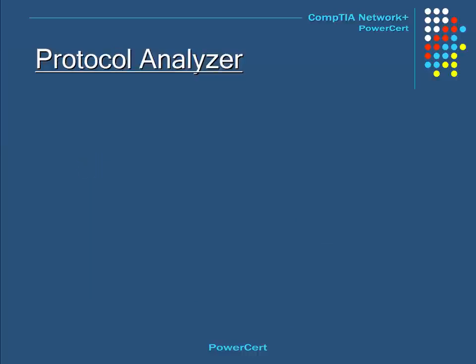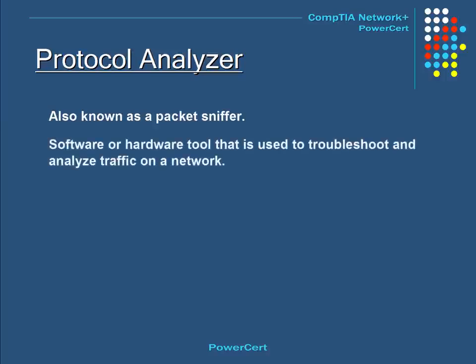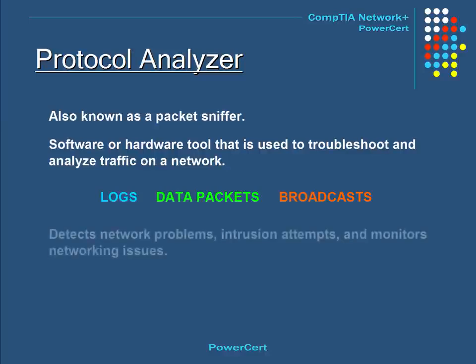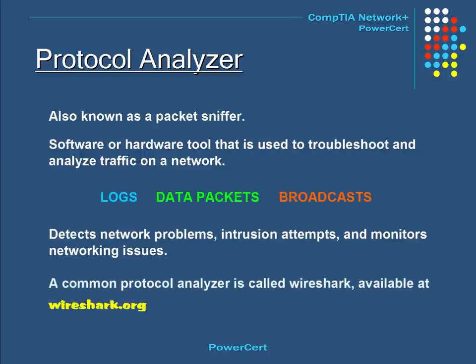A protocol analyzer is also known as a packet sniffer, and this is a software or hardware tool, and this is used to troubleshoot and analyze traffic on a network, such as logs, data packets, broadcasts, and so on. It can detect network problems, intrusion attempts, and monitor networking issues so a technician can correct the problem. A very common software protocol analyzer is called Wireshark, and it can be downloaded for free at wireshark.org.